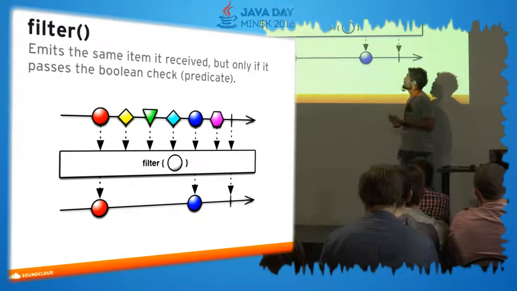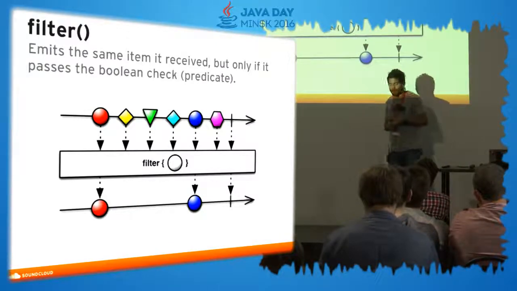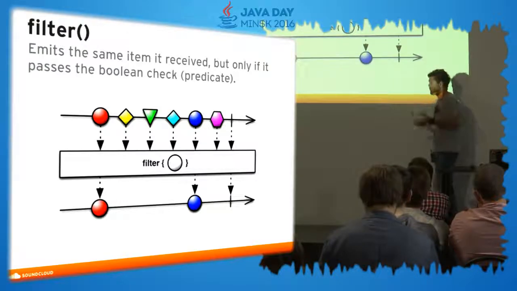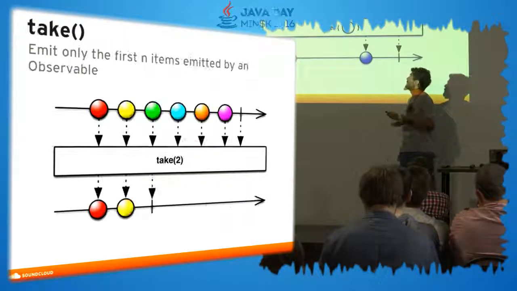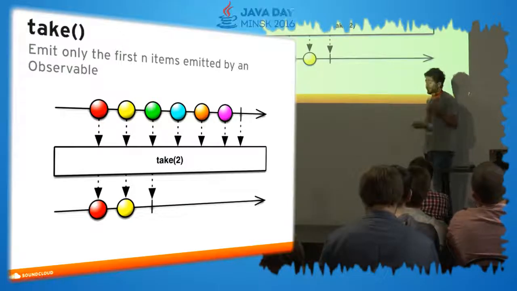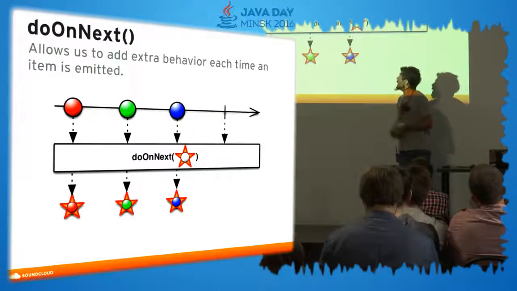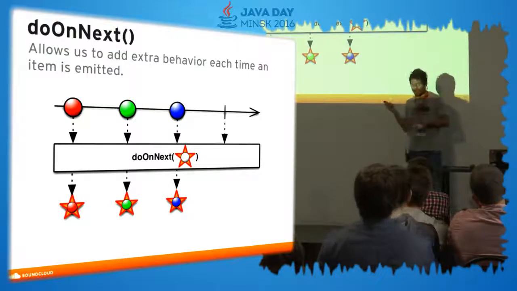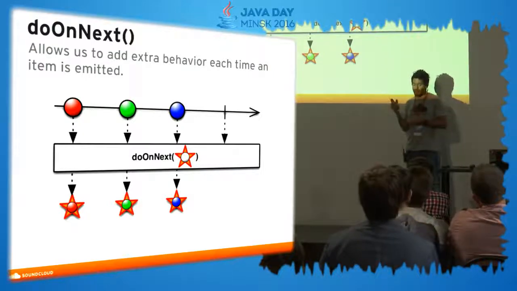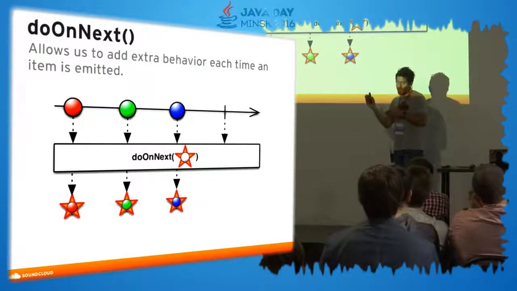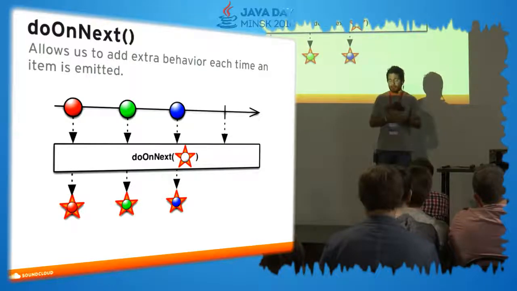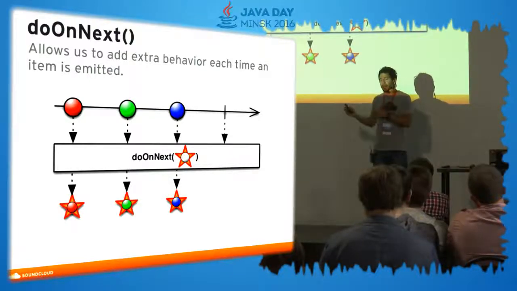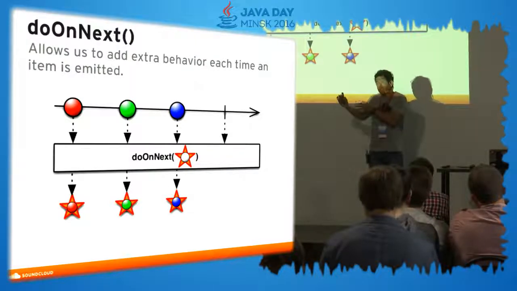And what else? We can filter out data. We can apply a predicate to each of our emitted items, and we just say, all right, send this or don't send it to our subscriber. It's pretty straightforward. We can take a certain amount of items from an observable, and this is actually a cool operator. I found two main use cases for this one, and it's whenever an observable emits an item, you can do something else, which doesn't have any side effect on the stream of data.